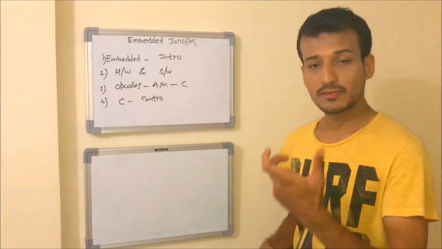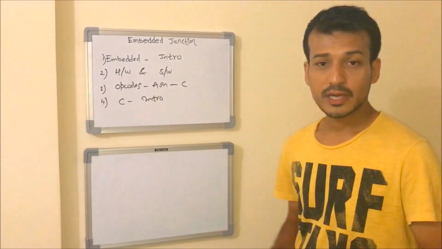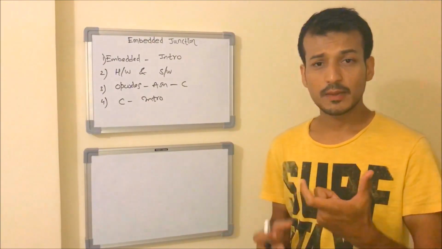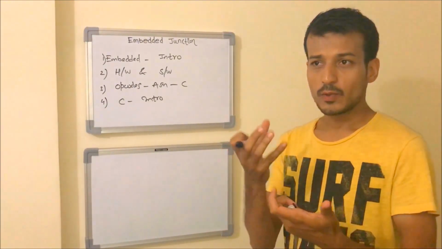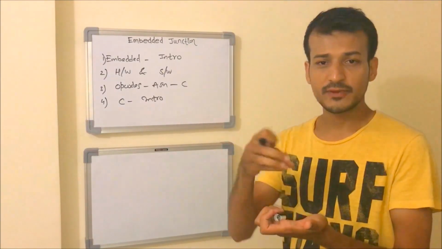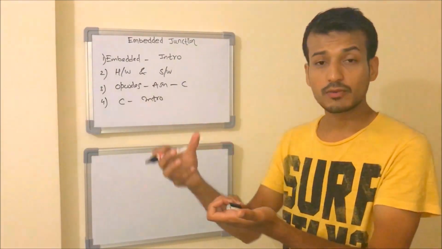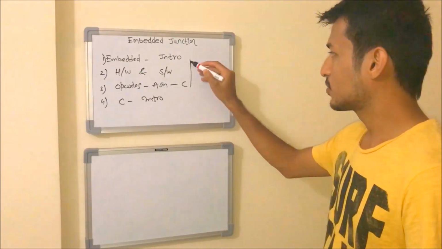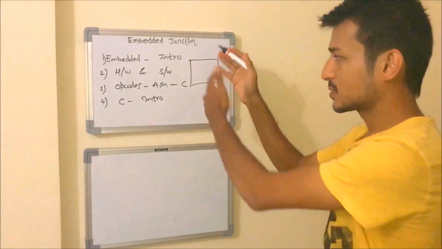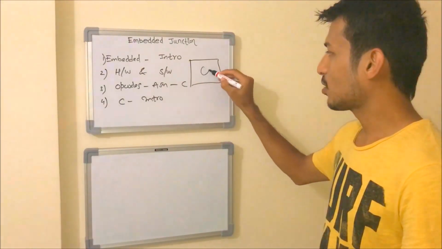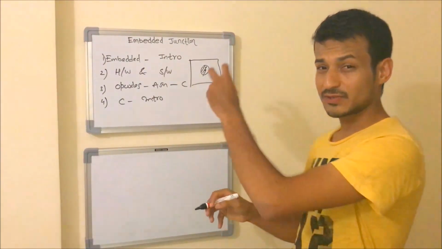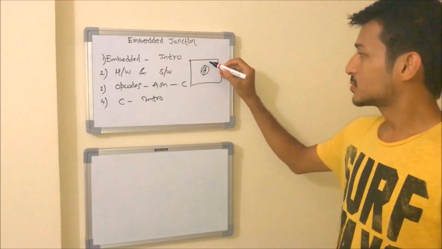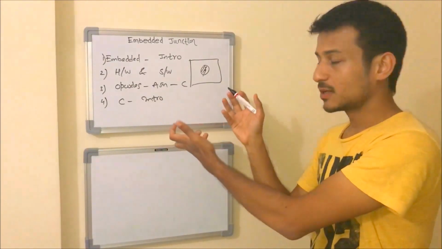You might have heard about the word embedded, maybe in your academics or anywhere. The word embedded itself means when an object is firmly fixed into some surrounding mass, it is known as embedded. So let's say if this is a surrounding mass and an object is fixed inside it, this is known as embedded.